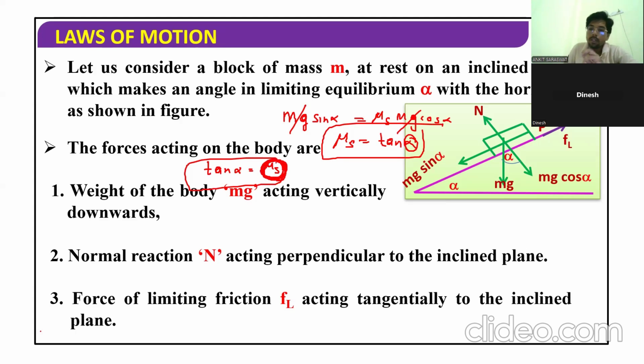So the coefficient of friction depends simply on nature. It does not depend on area of contact. It does not depend on mass. It depends on nature. Clear?